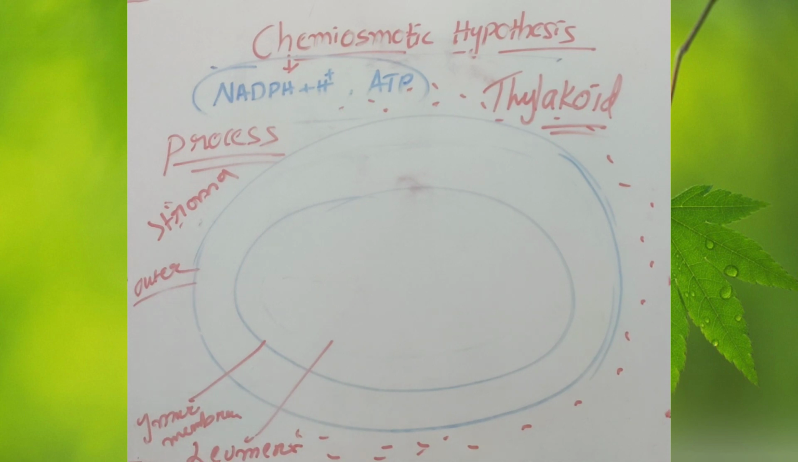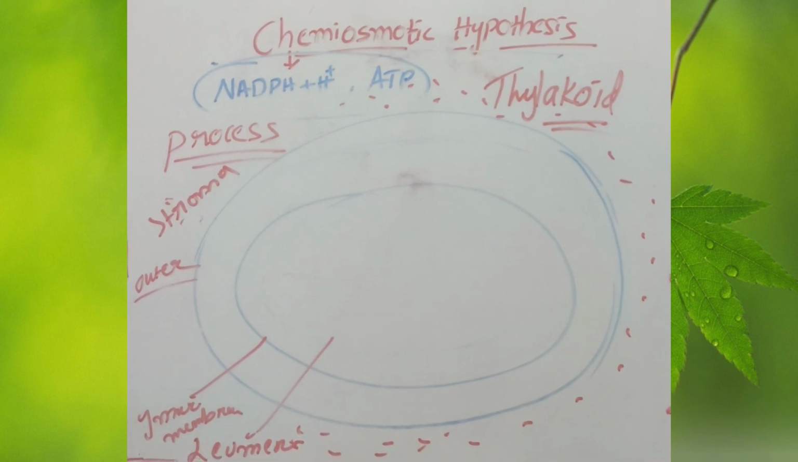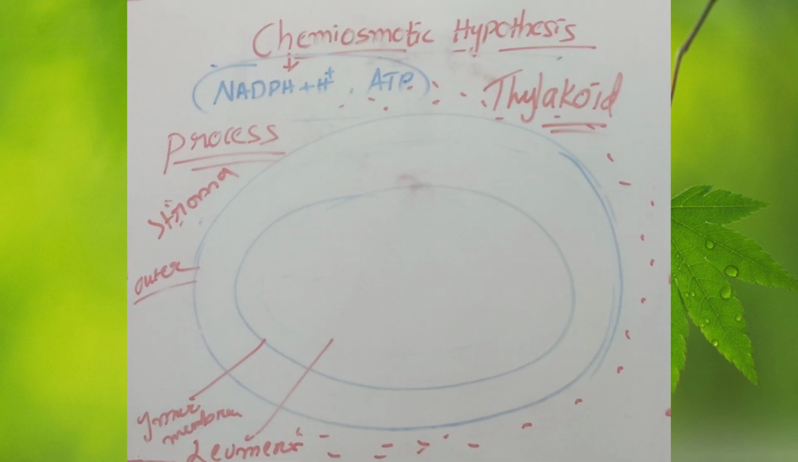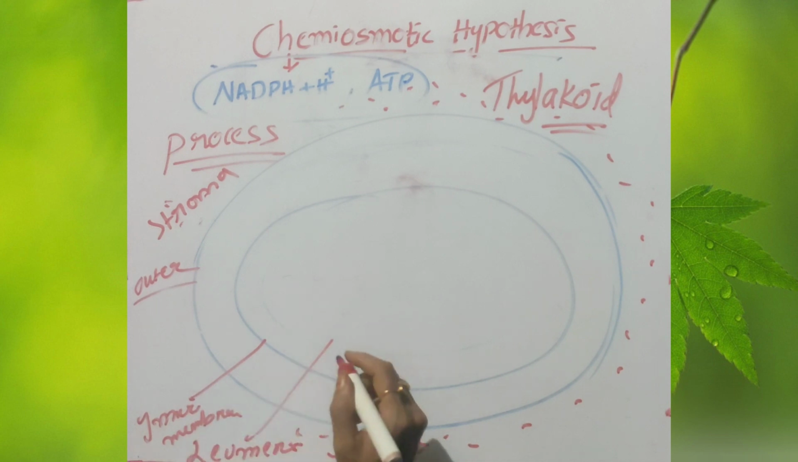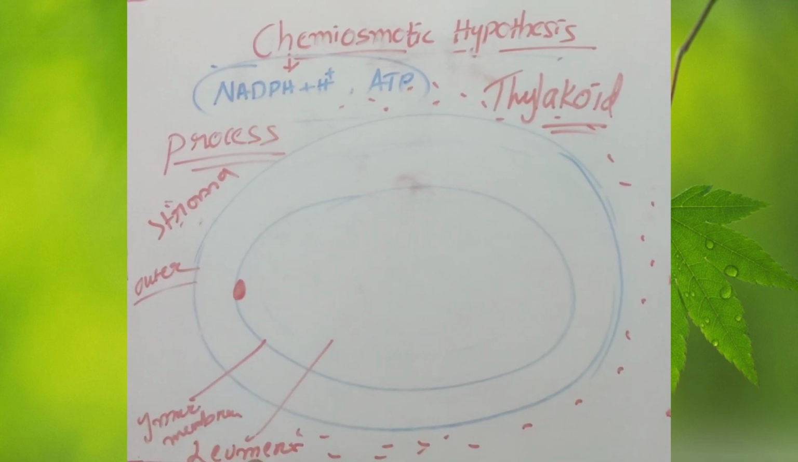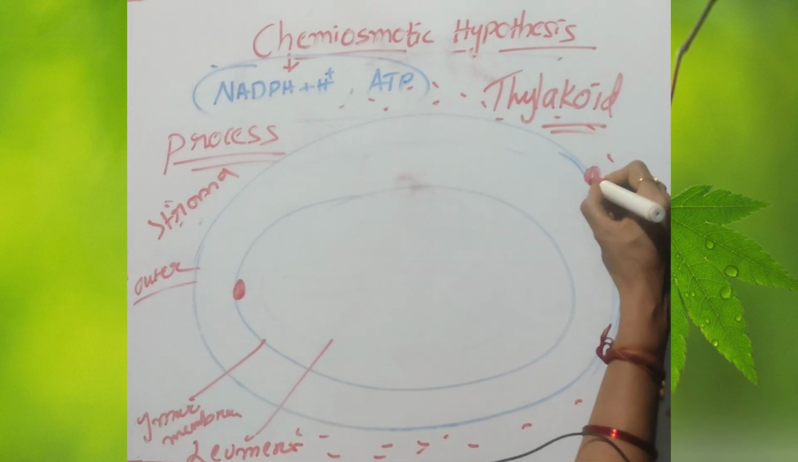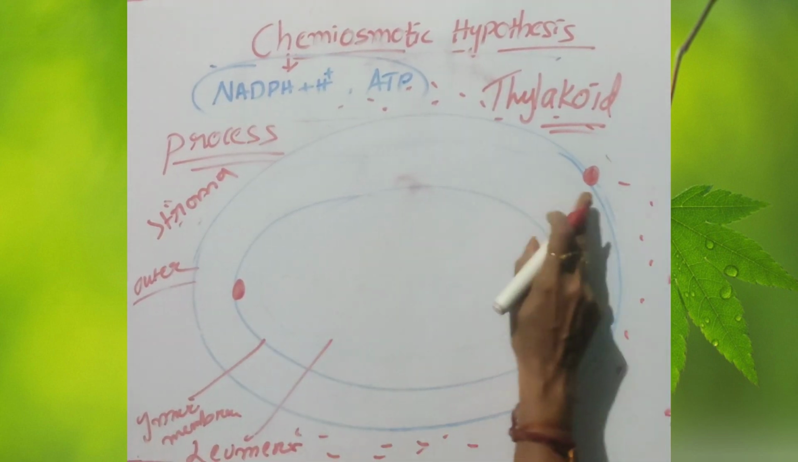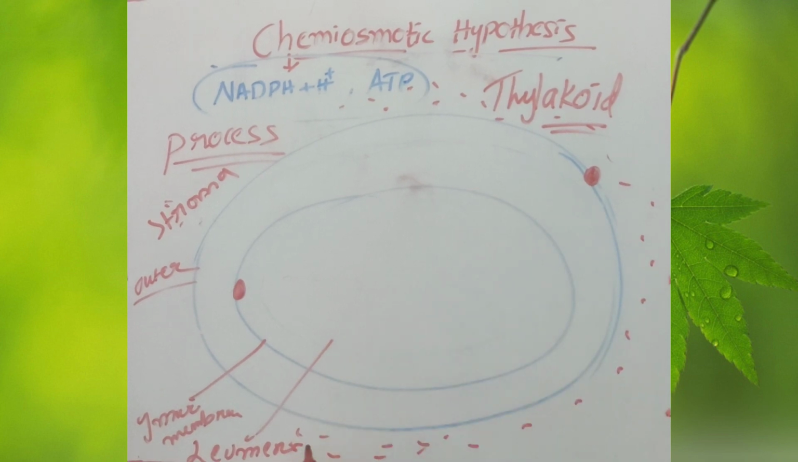These parts are very important for the exact synthesis of the chemical energy, that is NADPH plus H plus and the ATP molecule. First, the photolysis complex is located in the inner thylakoid membrane. The second complex is NADP reductase. These two complexes are important for the chemiosmotic hypothesis for the synthesis of ATP.